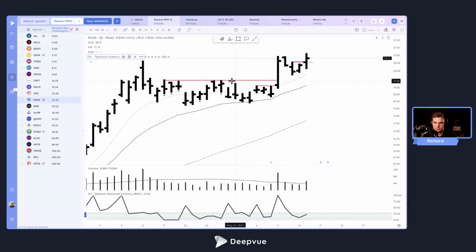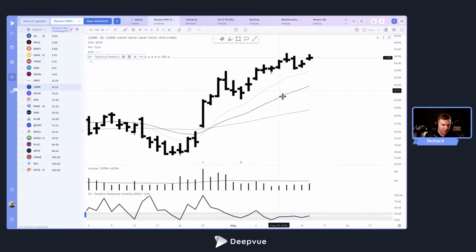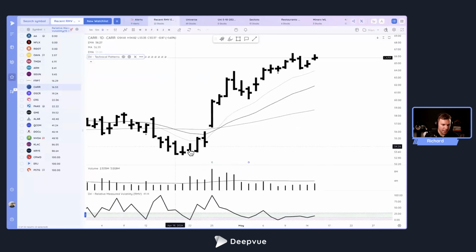Awesome. There's another one, CARR, if we haven't covered that one yet. Someone wants to take a look at that symbol. Yeah, so this hasn't gotten too tight. There was this little bit here. It got pretty tight right before this expansion move up. So it was pulling back.